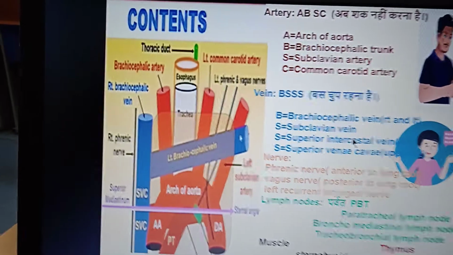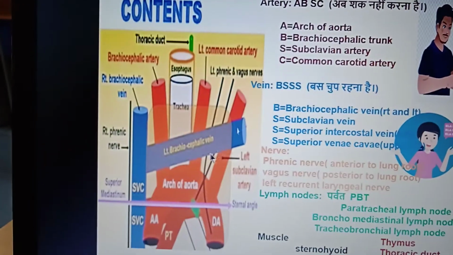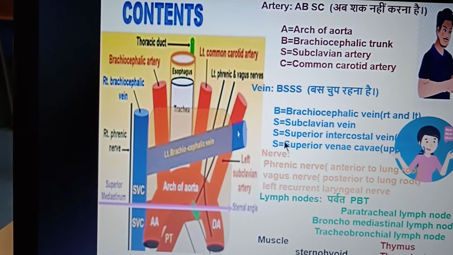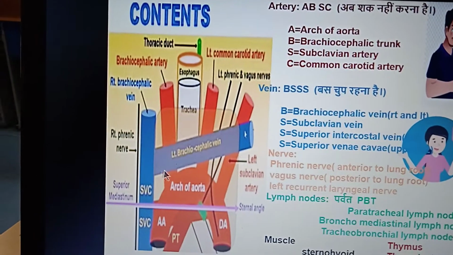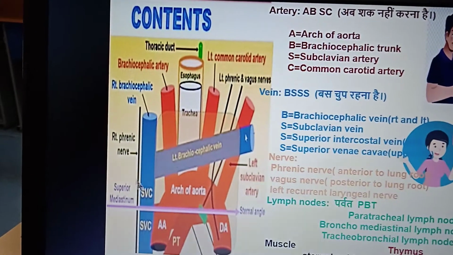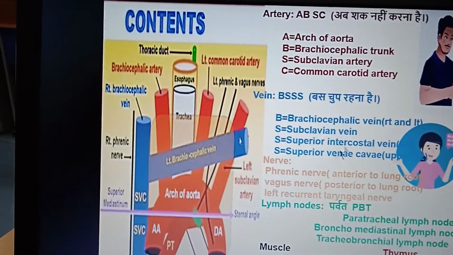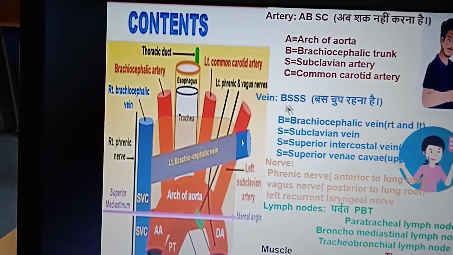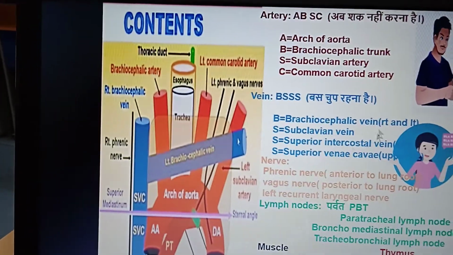Then the subclavian vein, the superior intercostal vein on the left side only, and the superior vena cava, the upper half. This is the lower half and this is the upper half. So these come under the heading of veins. These veins are the content of the superior mediastinum.